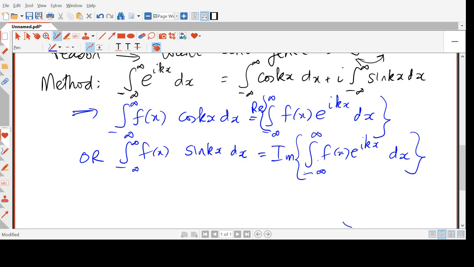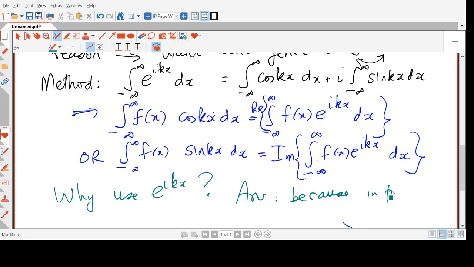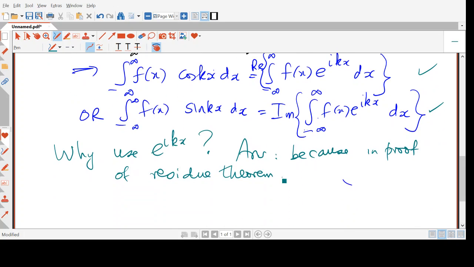And of course, you ask the question, why do we have to go from cos kx to e to the I kx? Why use e to the I kx? The answer is because in the proof of the residue theorem, because these calculations here will boil down to using the residue theorem eventually. In the proof of the residue theorem, we made use of Jordan's lemma.